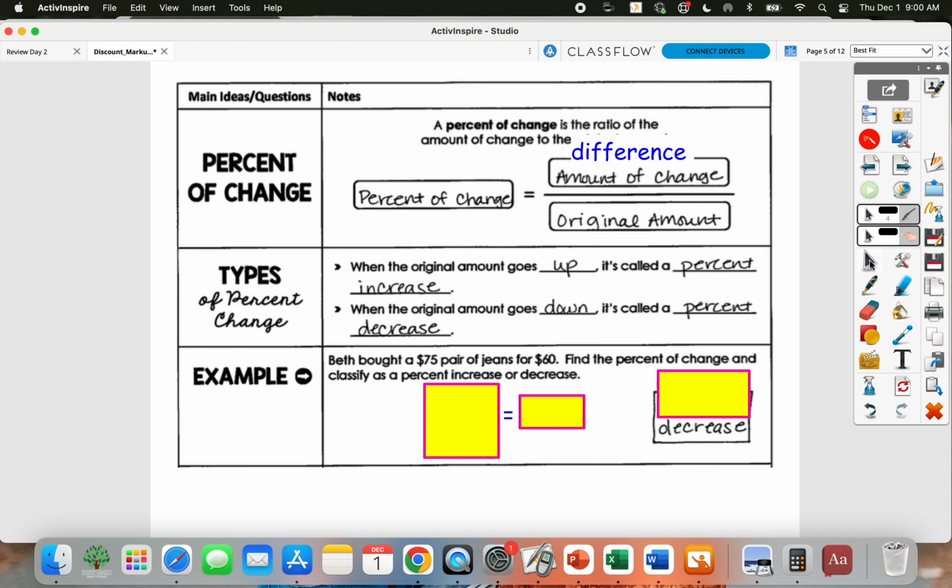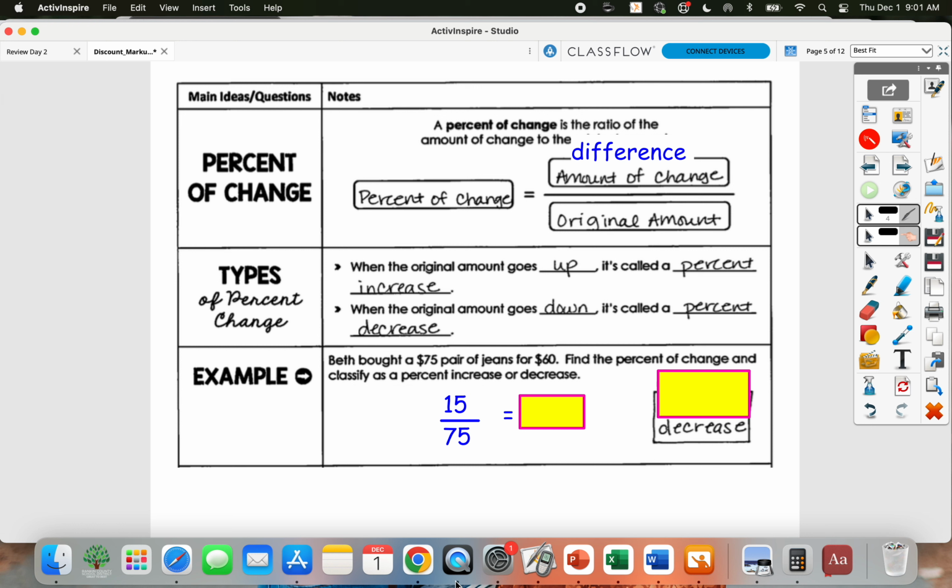So we're going to find the difference in the two amounts first. So we're going to subtract 75 and 60, which would give us 15. And we always want to put that over the original amount. So what was the first price of the jeans? 75. Yeah, so we're going to put 15 over 75. And then we're just going to change that to a percent, y'all. Where we get 15 from, you subtract the two. So 75 minus 60 would give us $15. That's the difference in the two amounts.